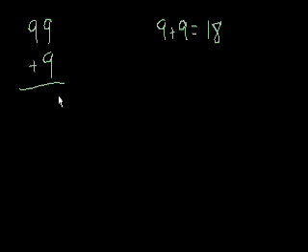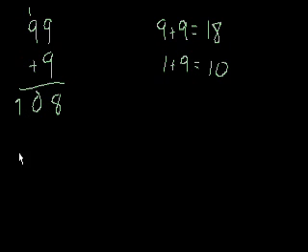So 9 plus 9, you put the 8 down here, and you carry the 1. And now you just say 1 plus 9. Well, you know what 1 plus 9 is. 1 plus 9 is equal to 10. And so there's no way to carry this 1, so you write the whole thing down here. So 99 plus 9 is equal to 108.